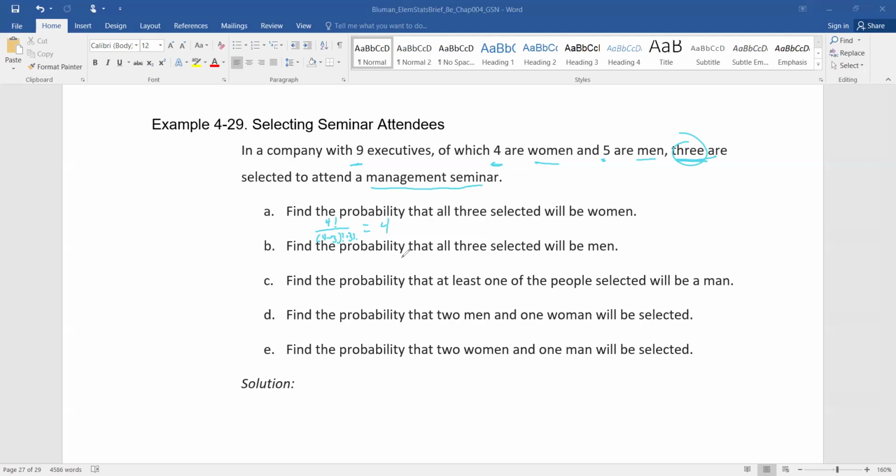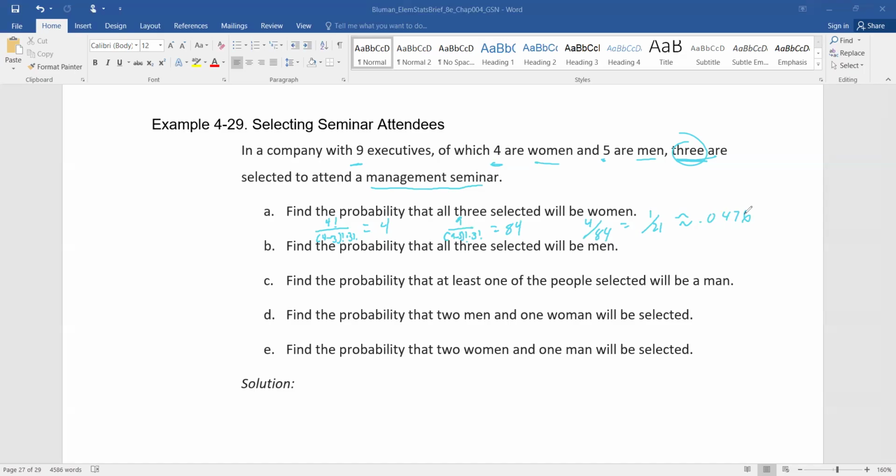And then we just need to know the total options. So the total options would be 9 executives, and I want to select 3 of them. So that's going to be 9 minus 3 factorial times 3 factorial. And when we do that, we get 84 options. So for this one, this would be 4 out of 84, which comes out to 1 of 21, which is about 0.0476. So there's a 4.76% chance that all three women are the ones chosen for this seminar.